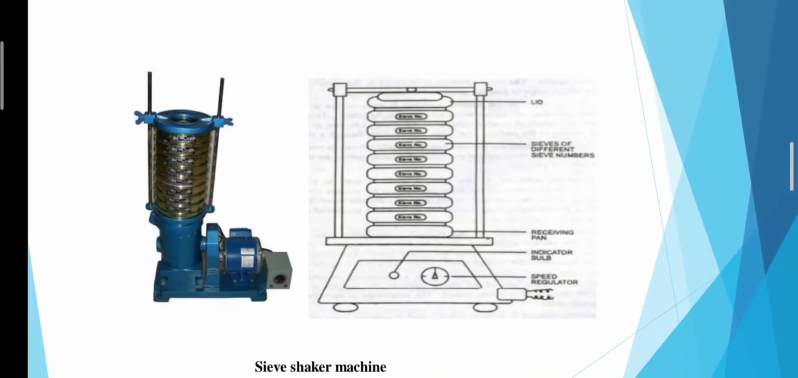Here is a simple diagram. There are 9 sieves of different sieve numbers; on the upper side we put large mesh size, and downward, at the last, small mesh size, and a receiving pan, indicator bulb, speed regulator. According to the speed we maintain, we get the particles. It is called a sieve shaker machine.